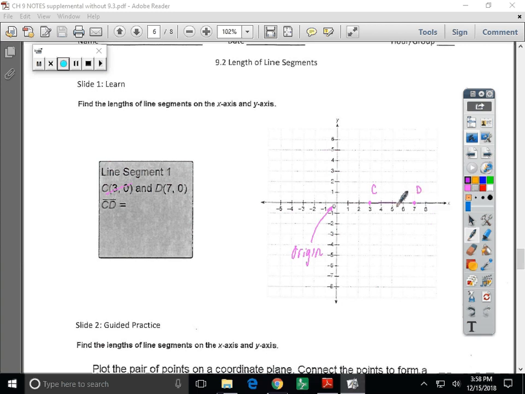Let's go ahead and connect these to make a line segment. But notice this notation. They're actually saying line segment CD. They're telling me that C and D are connected.